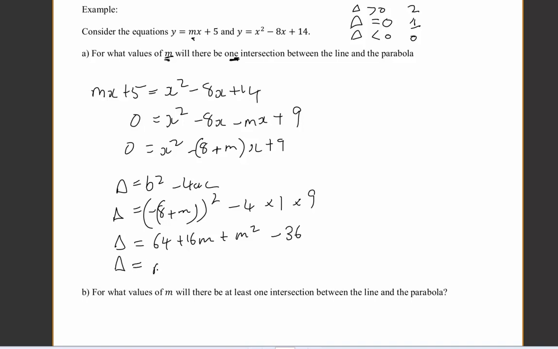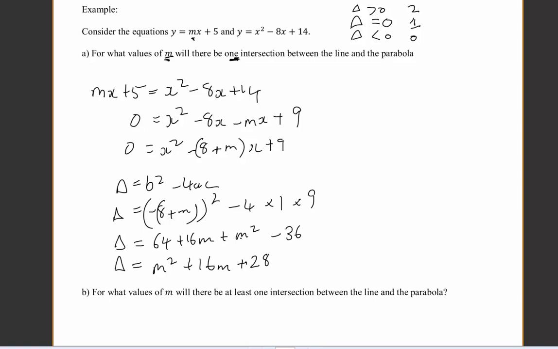Let's put that into a bit more of a familiar setup. m squared plus 16m, plus 64 take 36 is 28. Yeah, I think I got that right.